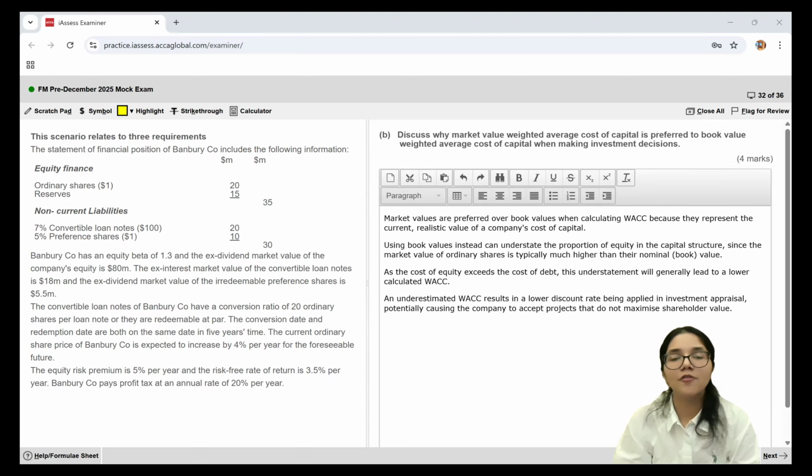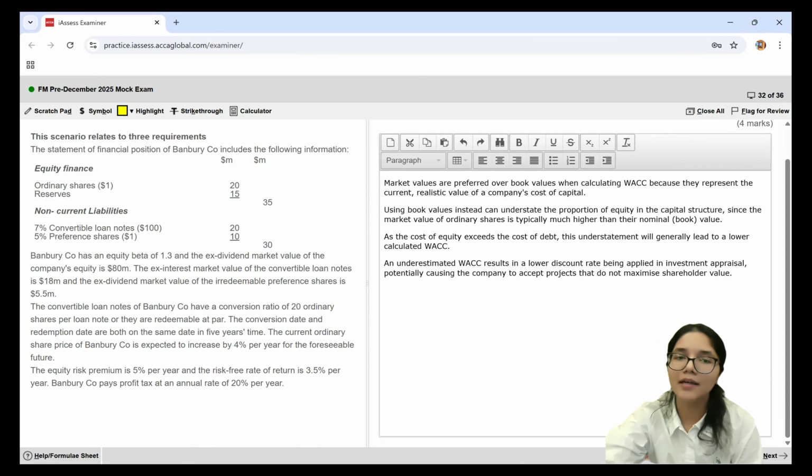So underestimated WACC will give me a lower discount rate, which I will use in investment appraisal. As a result, I may accept projects which do not really add to the value for the shareholders. So this is how you will answer in very easy terms, just to convey the meaning as to why market value is better and book value WACC cannot be used.